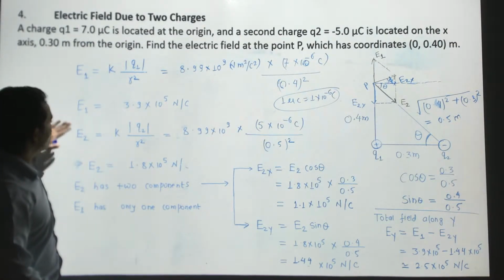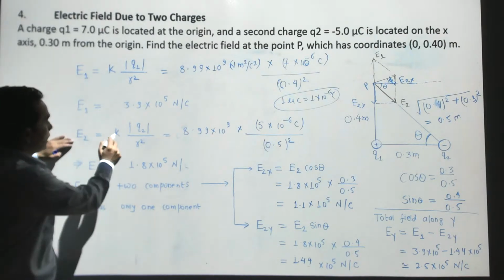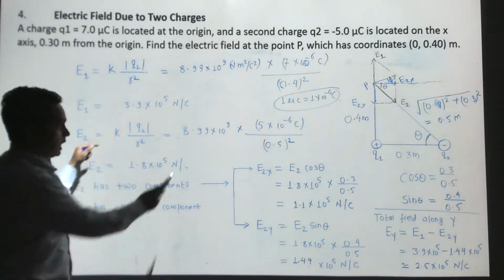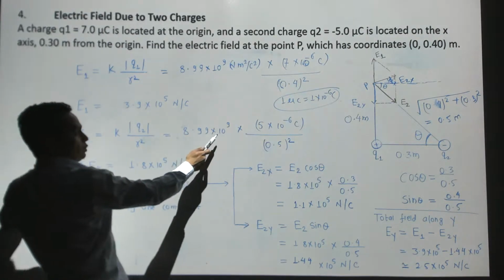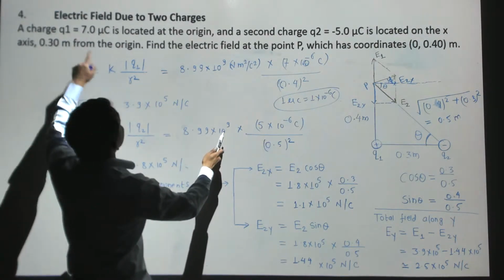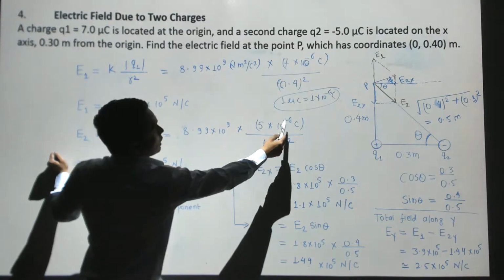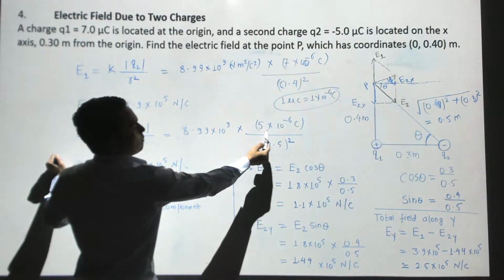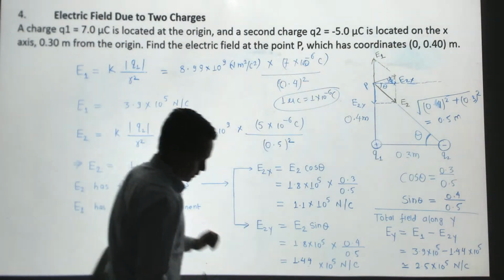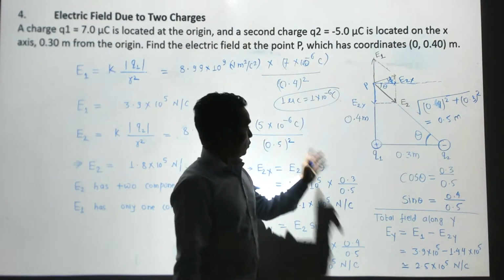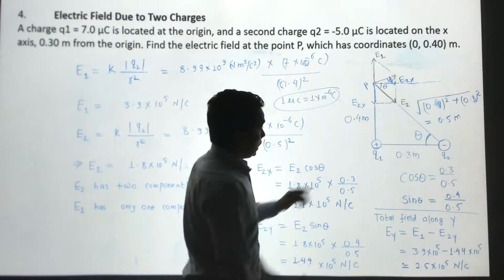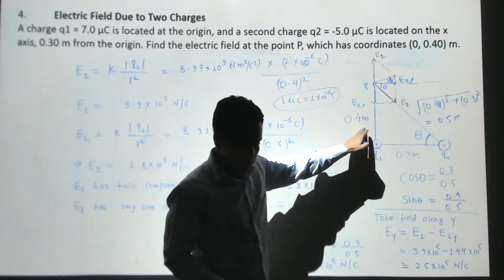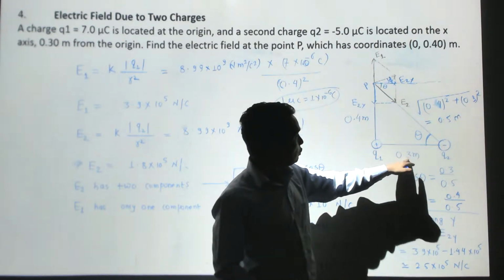In the same way, I'm going to calculate E2, which is given by K Q2 over R squared. Again, K is 8.99 times 10 to the 9, and the charge Q2 is negative 5 microcoulomb, and the magnitude is the same, 5 microcoulomb. And now what is this distance? R is the distance between the point and the charge. This is given as 0.40 meter, and this is given as 0.3 meter.